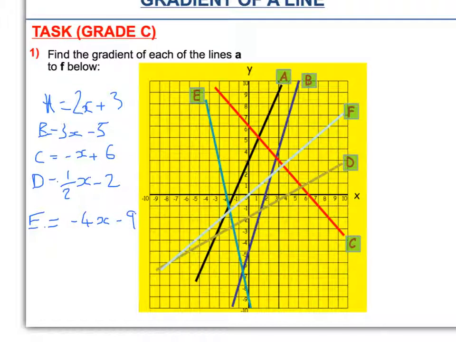If you didn't get any of those correct, just double check. Look at the video again and see if you can find the connection. Good luck.